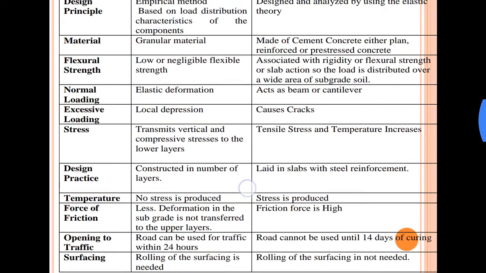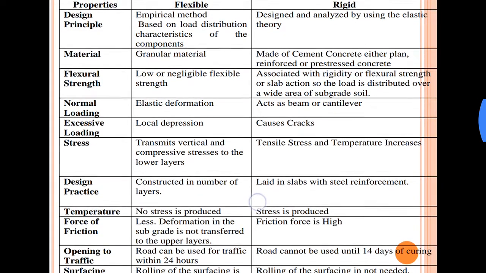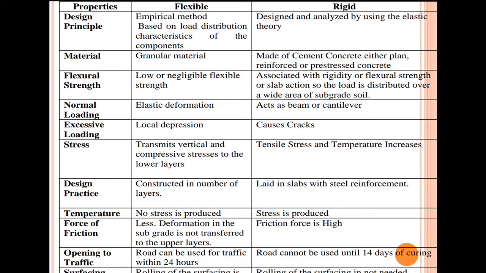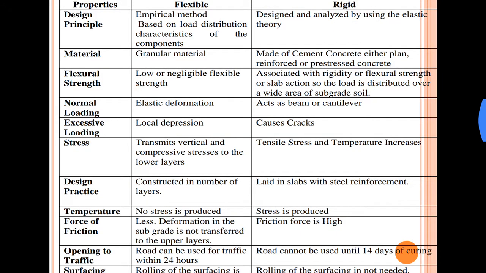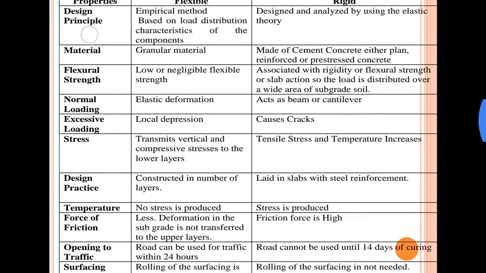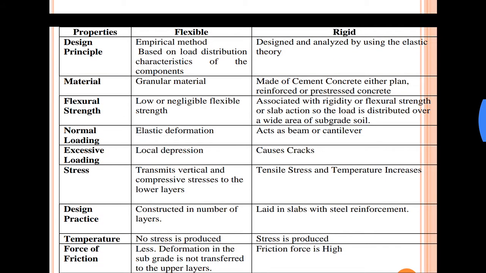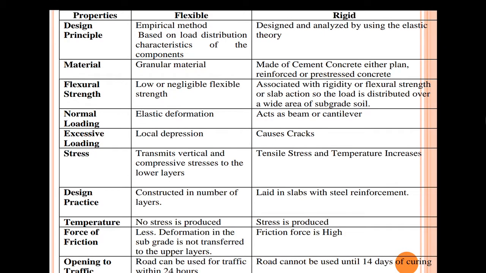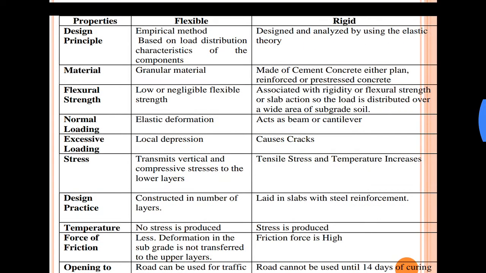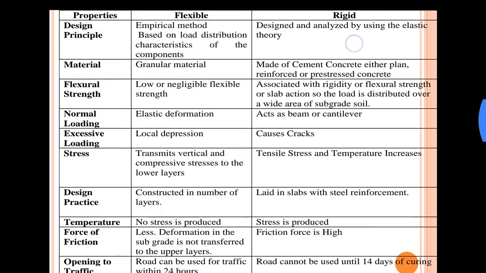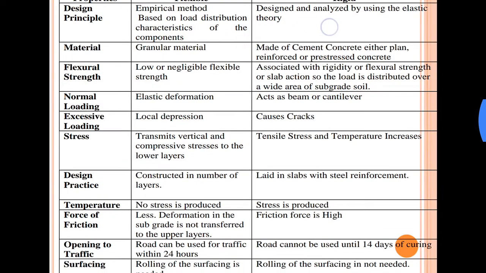So here there are basic differences based on properties between flexible pavements and the rigid pavement. Design principle: in the flexible, it is an empirical method based on load distribution characteristics of the components. In the rigid pavements, it is designed and analyzed by using elastic theory. So the design principles are different.